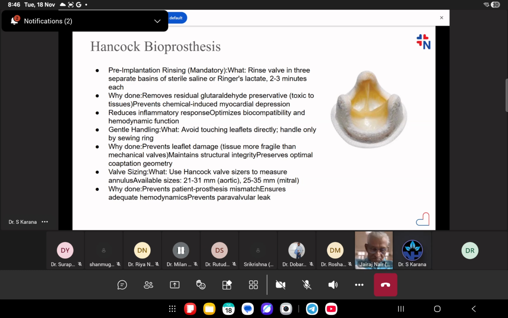We definitely keep a blanket dose of 2 milligram warfarin or 1 milligram warfarin based on the body weight of the patient, and for 6 months. And after that, we can only keep them on single antiplatelet therapy. And for aortic position, usually it is not recommended to keep any warfarin, and we can keep only single antiplatelet therapy like ecosprin, aspirin of 75 milligrams.